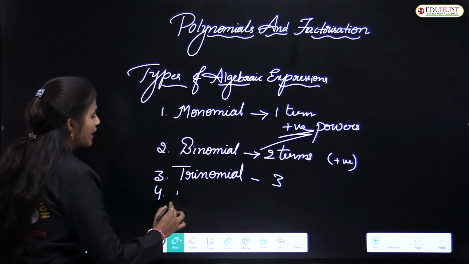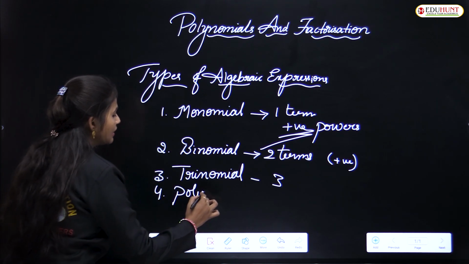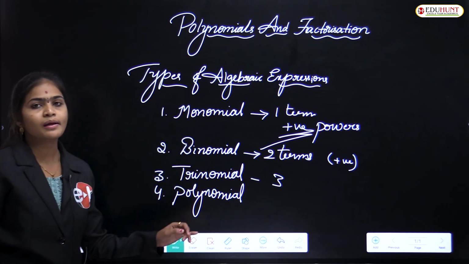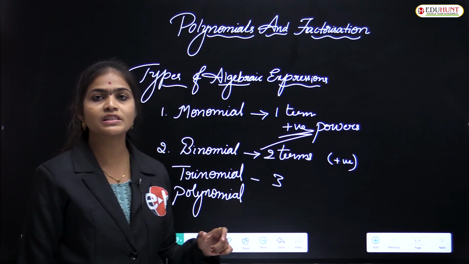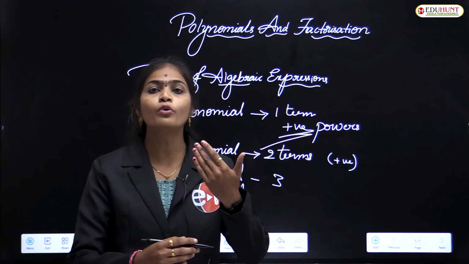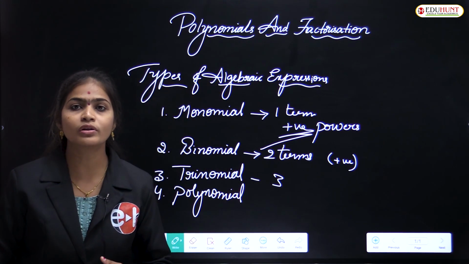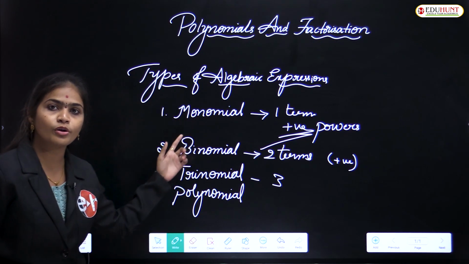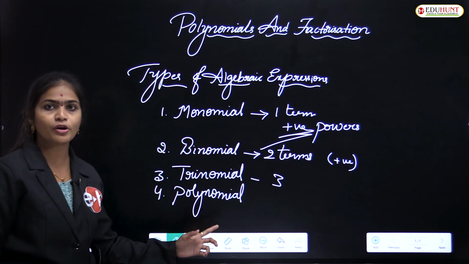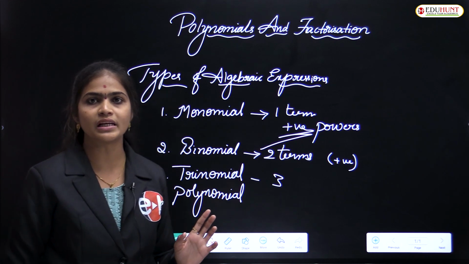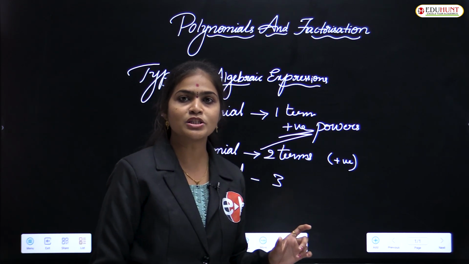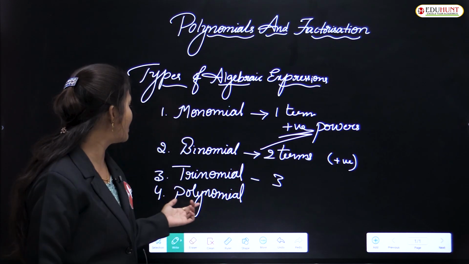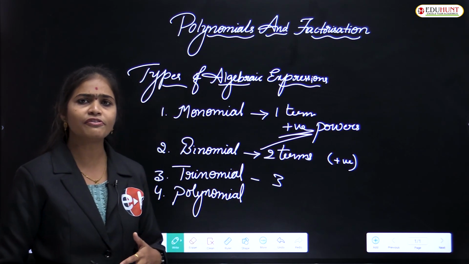Next, another type is a polynomial. Okay, this is our lesson. A polynomial means an expression which has one or more than one term. One or more than one term, then we will call it a polynomial. So we can say that a monomial is a polynomial, a trinomial is a polynomial, a binomial is also a polynomial. Did you understand that? An expression which contains one or more than one term, we call a polynomial. But what is the difference, madam?